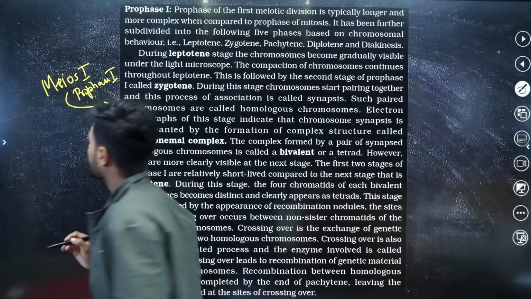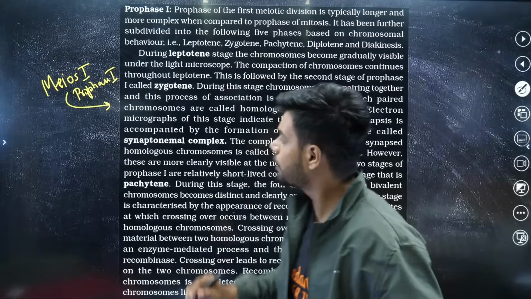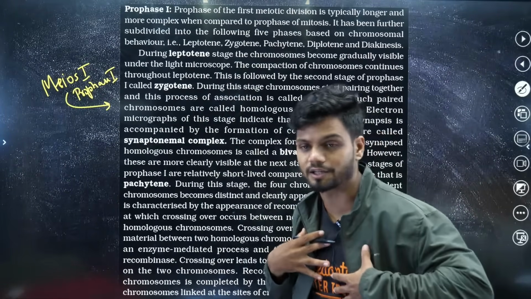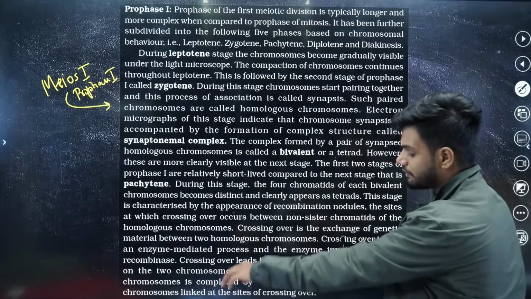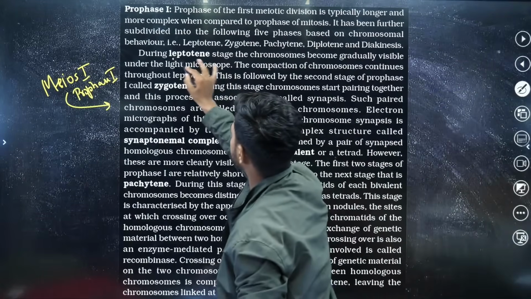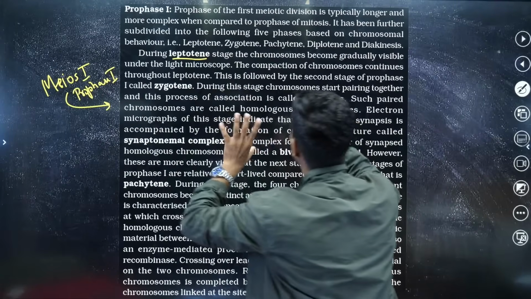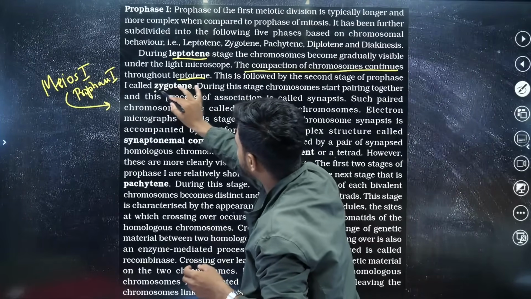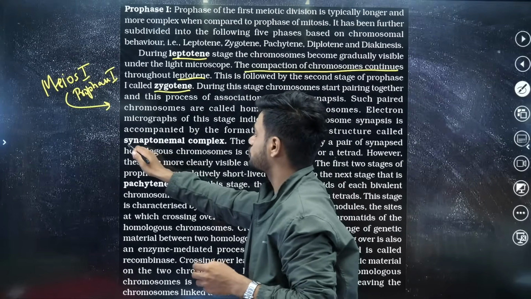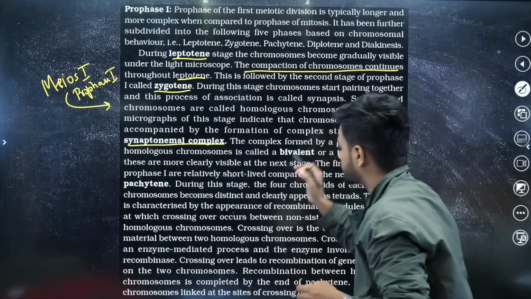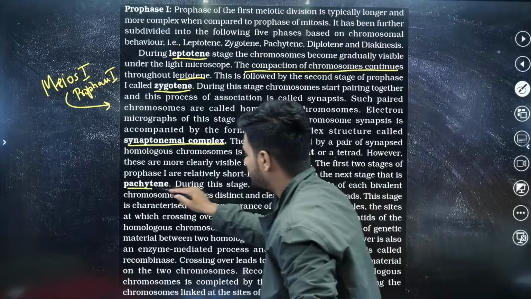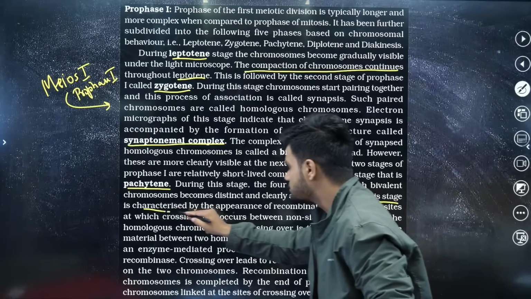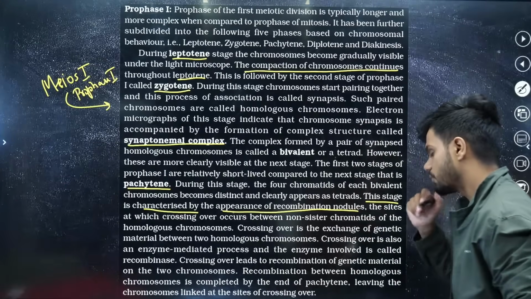Prophase 1. What happens in your prophase 1? A lot of questions can come from here, but let's focus on the question we have on our hand right now. They're asking you exactly, one by one, what is happening. In the leptotene stage, which is the first stage in prophase 1, there is compaction of chromosomes. What happens in the zygotene stage? In zygotene, there is formation of the synaptonemal complex. Now, what happens in pachytene? This stage is characterized by the appearance of recombination nodules.